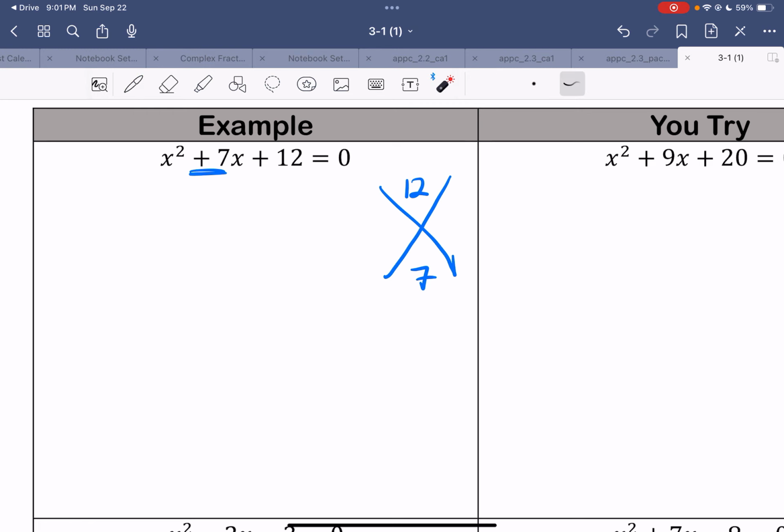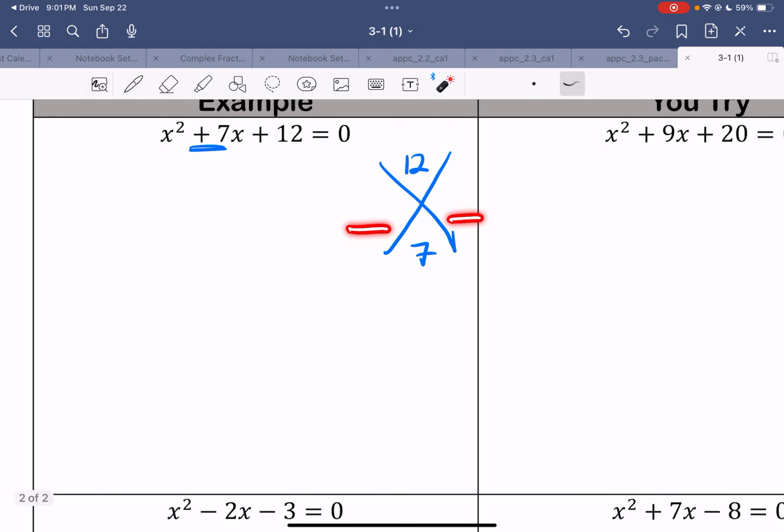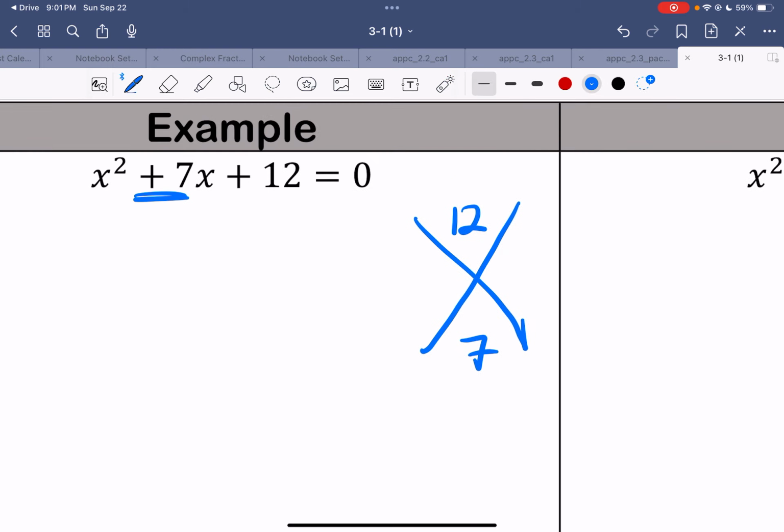So let's do this. Something times something gives you 12, but when you combine these two, you get 7. So how do you find these two numbers? Just figure out factors of 12. 1 times 12 gives you 12. 2 times 6 gives you 12. 3 times 4 gives you 12. 4 times 3 gives you 12, but these two are the same thing, so we don't really care about this.